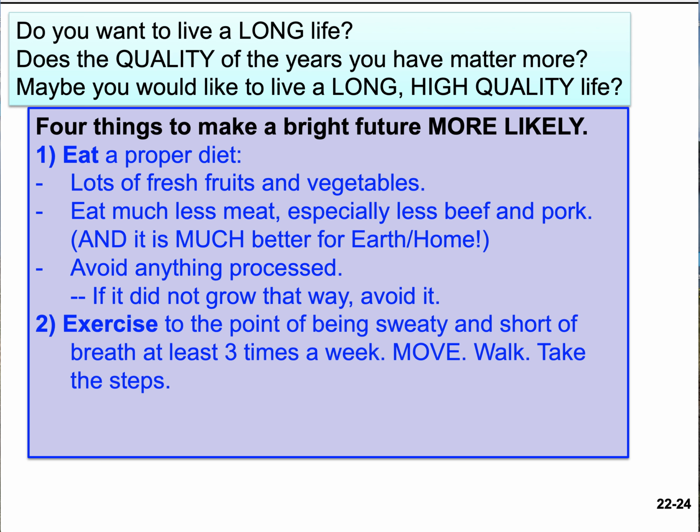Number 2, you need to exercise. And this is what I was bragging about with Amy and I, and Amy's sitting here by the fire listening to me talk. We take lots of walks.